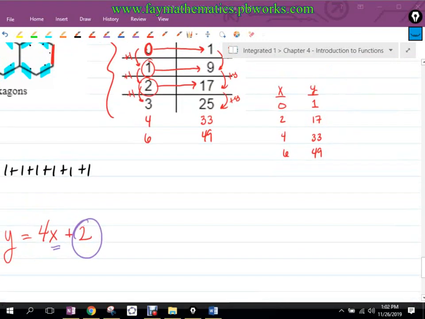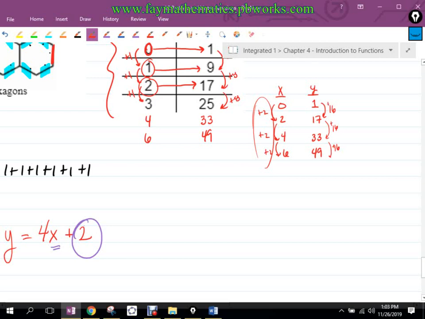What is the difference as I go from 0 to 2? Plus 2, right? What about 2 to 4? 2. 4 to 6? 2. Okay? So we had a common difference over in our x of 2, right? It's still a pattern. Would you guys agree with that? Okay, what's the difference over here? 16, right?